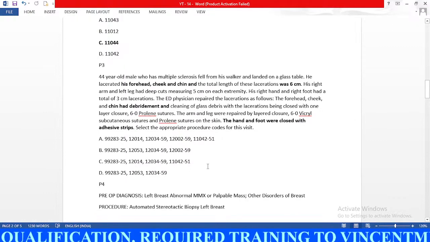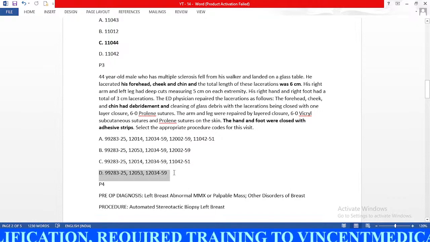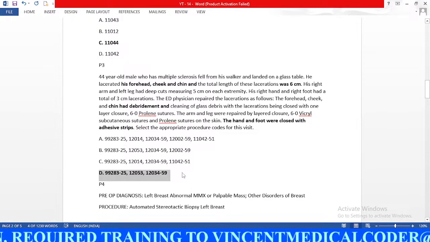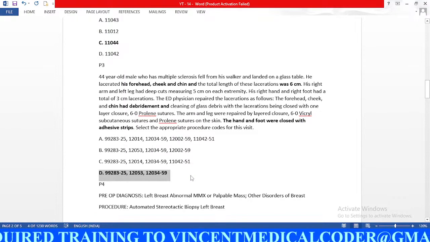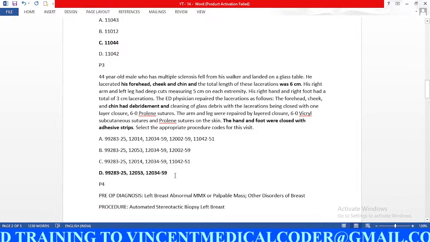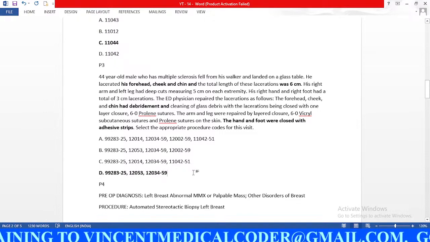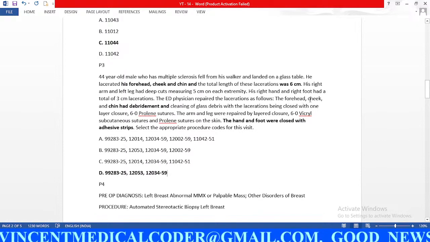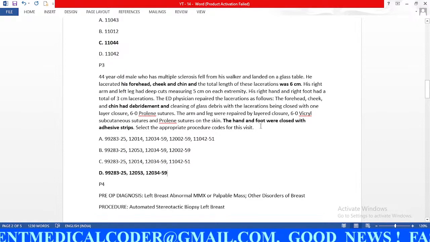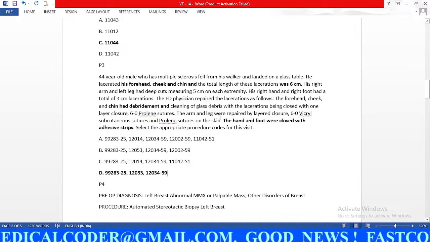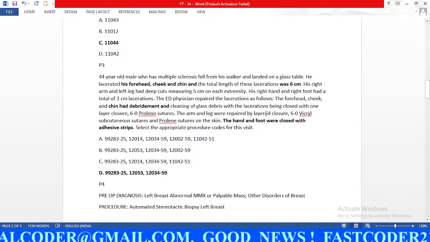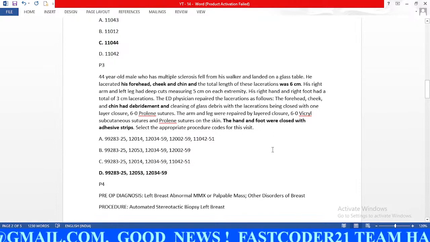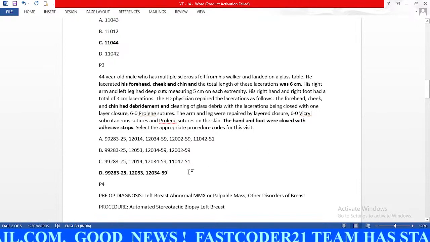Because of this rationale, our answer is 12053, 12034 with the 59 modifier. So 59 is for separate structure. This intermediate repair is at the forehead, cheek, and chin, and this one at the arm and leg was repaired by layered closure. So these are two different locations. We need to use the 59 modifier.